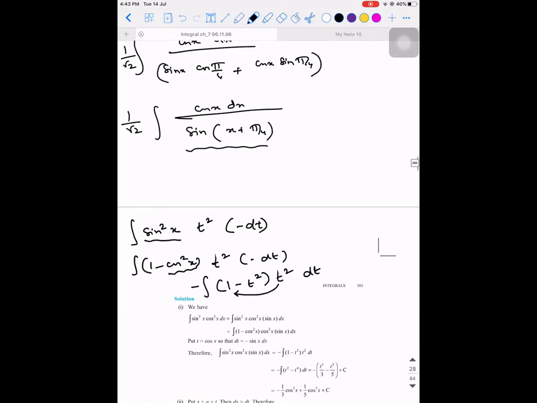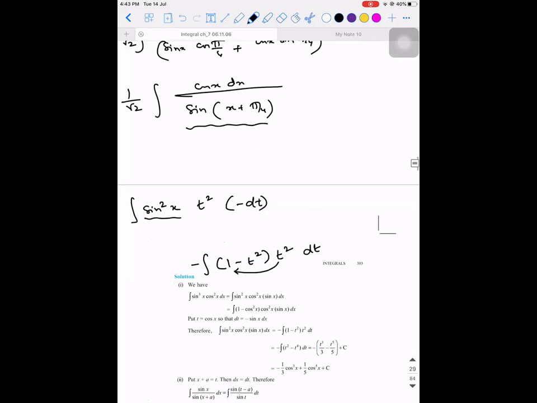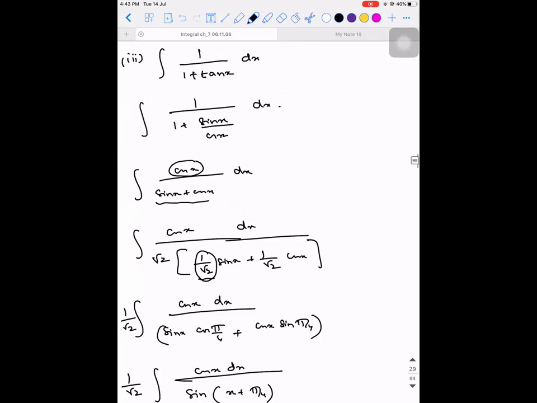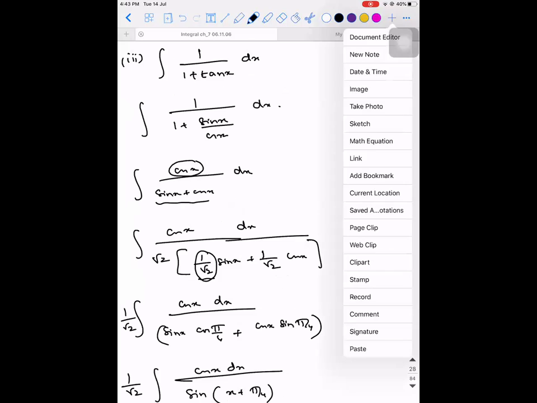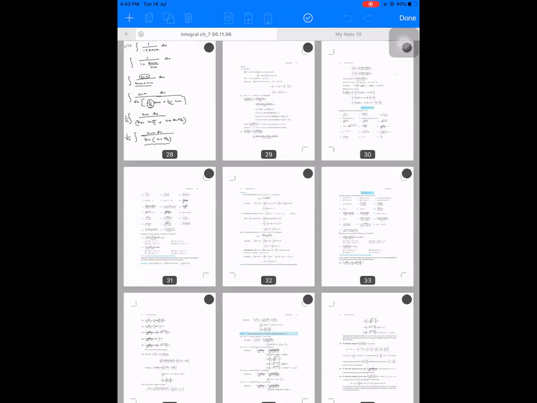Right. Shall we try out? Is there anyone having till this step? Is there anyone who is not till this step? Okay. Just a minute.